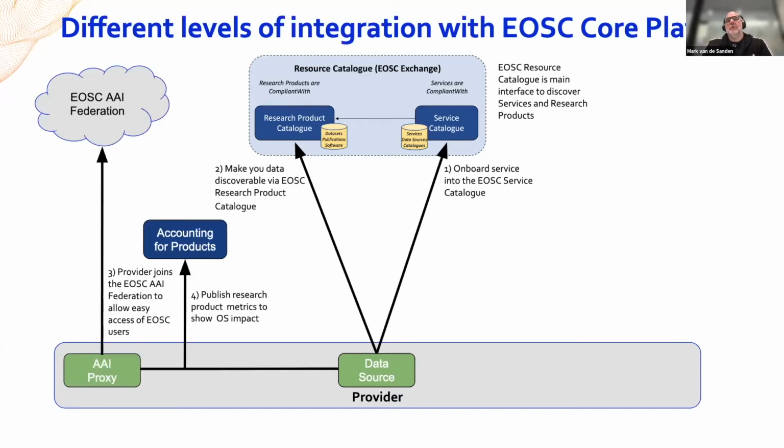Because you are a data source, you are also collecting different kinds of information and metrics on the usage of your data within the service. Then you can publish the metrics which you collect on your data source into the accounting for resource products, so that you can measure the open science impact of your service. You can also integrate with a monitoring system so that you allow availability monitoring of your service, so that you can show quality of service.